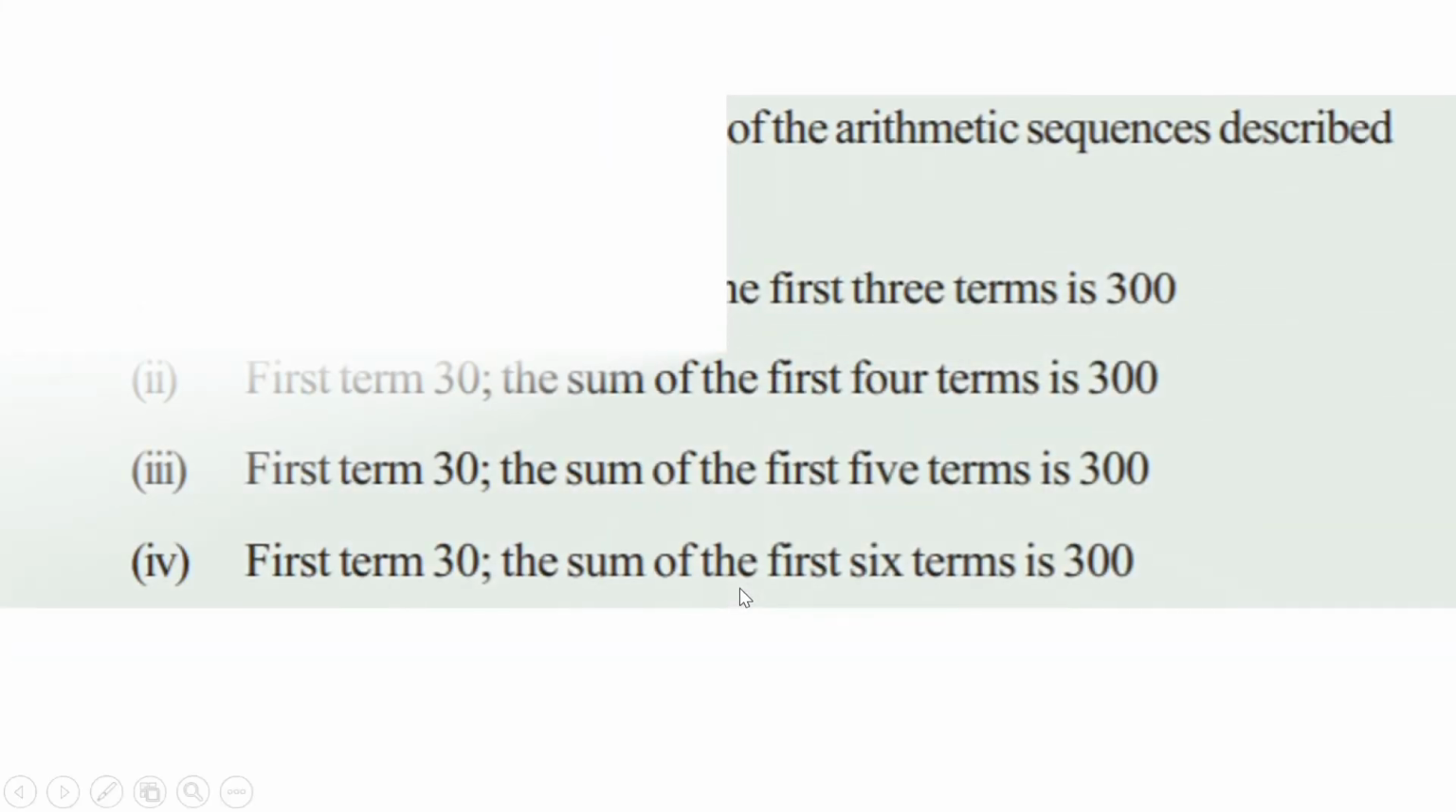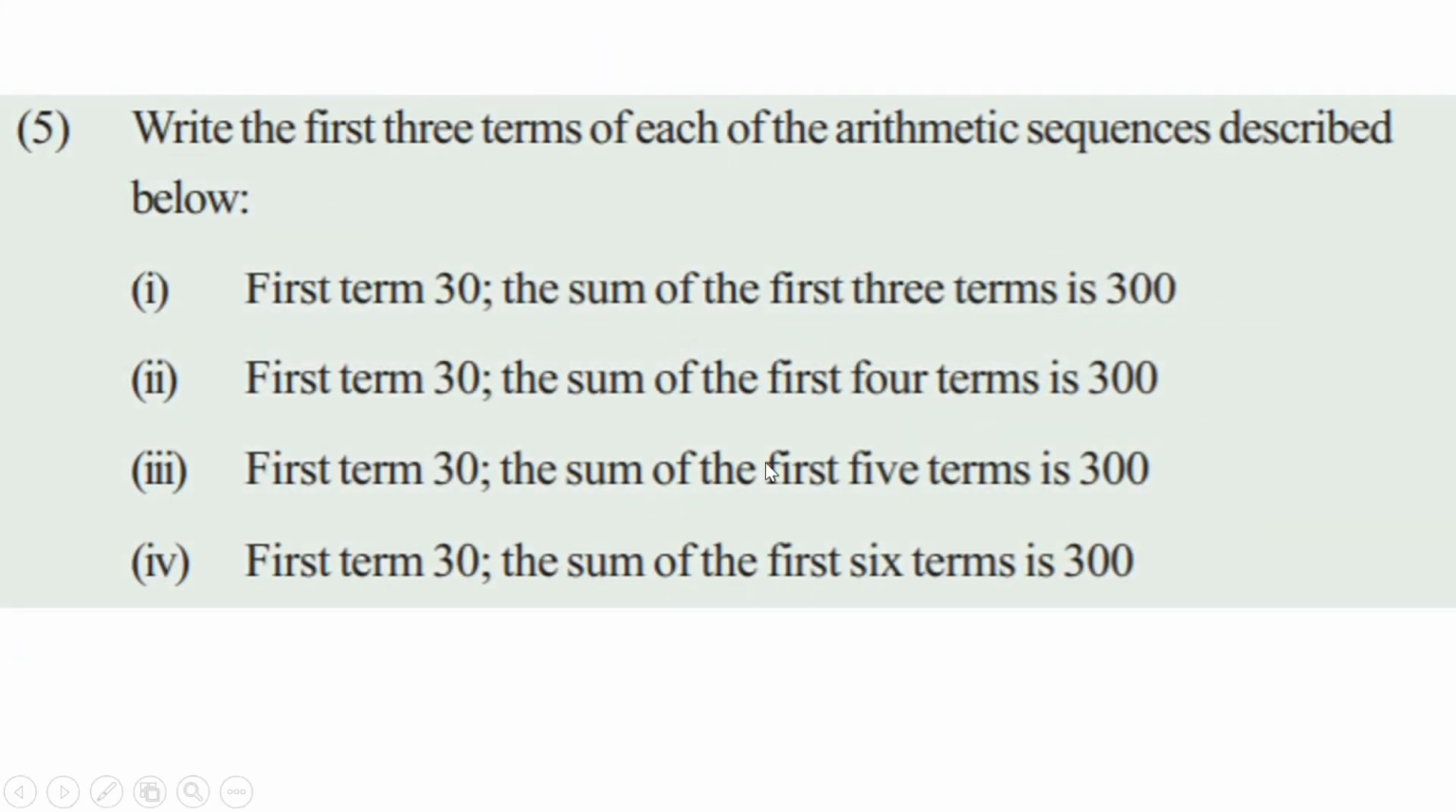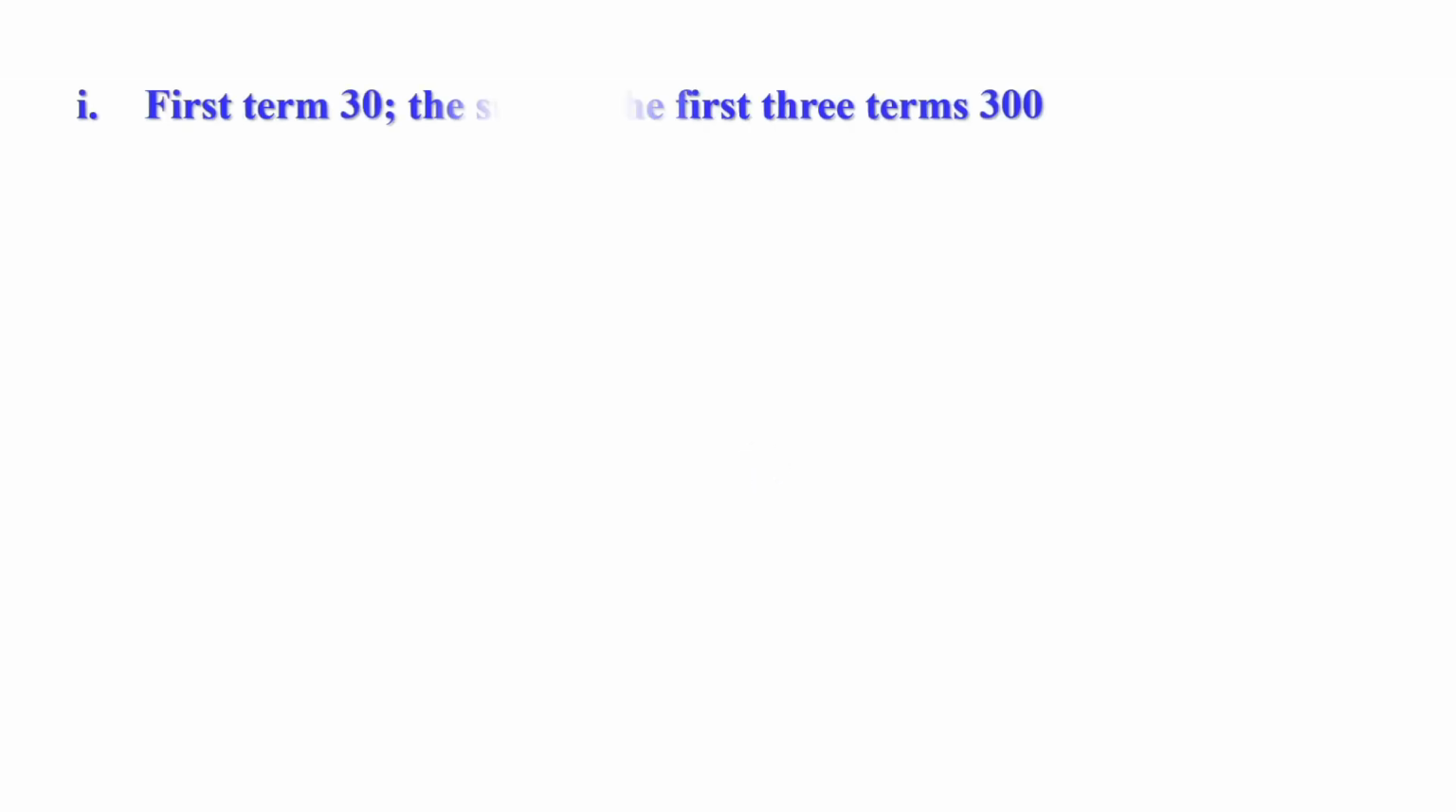Now the fifth problem. Write the first 3 terms of each of the arithmetic sequences described below. First term 30, the sum of the first 3 terms is 300. First term 30, sum of the first 4 terms is 300. First term 30, the sum of the first 5 terms is 300. First term 30, the sum of the first 6 terms is 300. Let me take the first part.